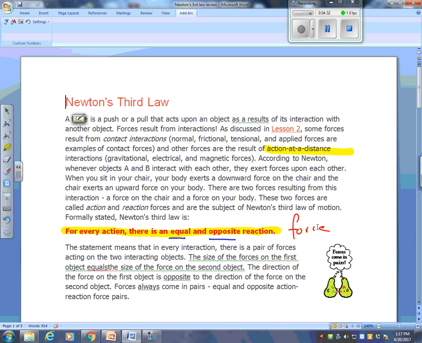The statement means that in every interaction, there is a pair of forces acting on two interacting objects. The size of the force on the first equals the size of the force on the second. The direction of the force on the first object is opposite to the direction of the force on the second object. Forces always come in pairs. Equal and opposite reaction force pairs. Equal!